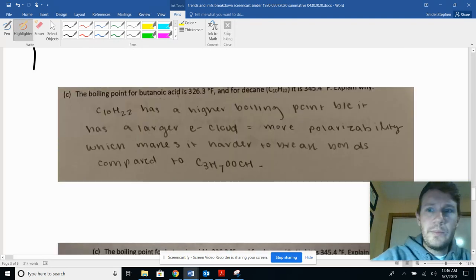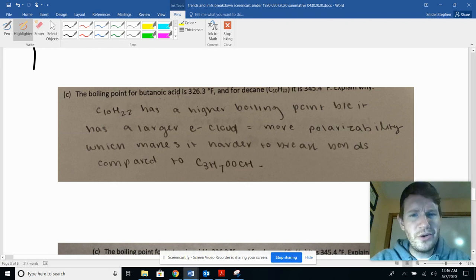Decane has a higher boiling point because it has a larger electron cloud. Awesome. Okay, which means it's more polarizable, on the right track, which makes it harder to break bonds right here. This is problematic. We are not breaking bonds, okay?